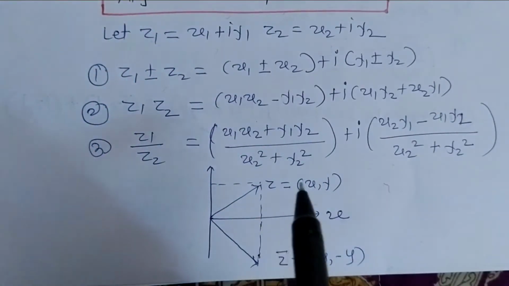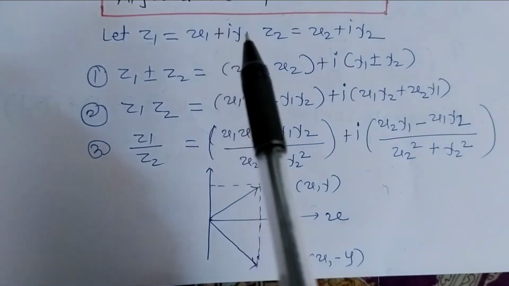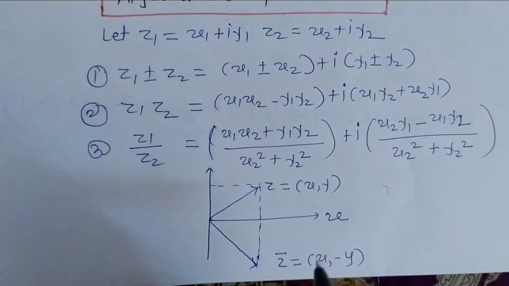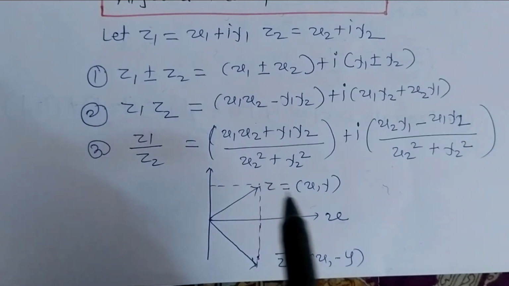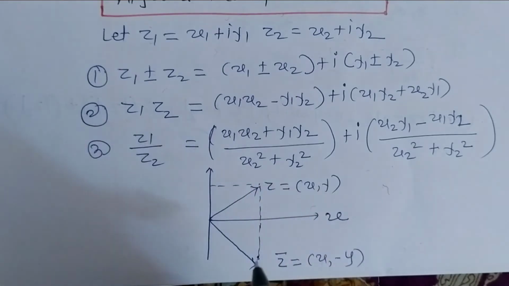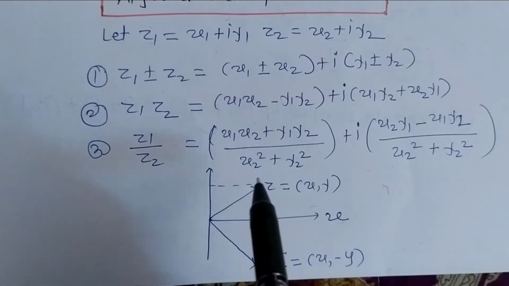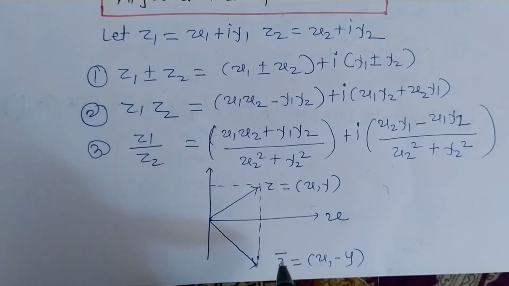Here z is in the form of (x, y) and z bar is in the form of (x, minus y). This is the complement. So z is equal to (x, y) and z bar is equal to (x, minus y). When z is here, the complement of this is z bar, on the opposite side of this.